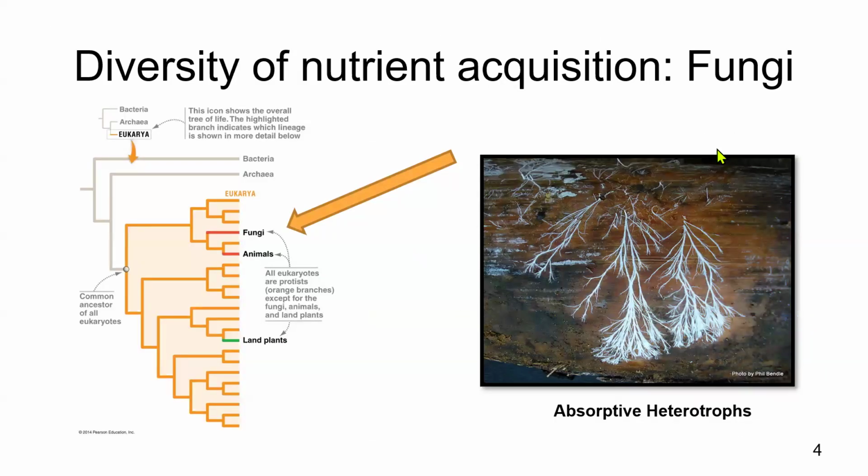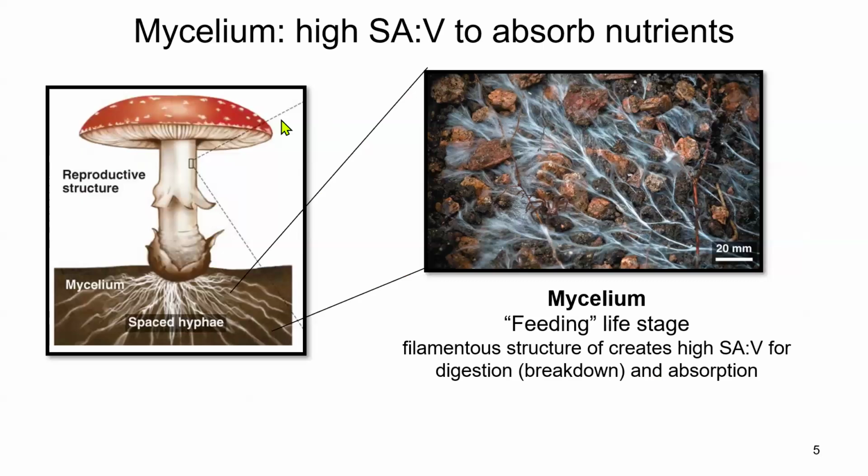So we're going to look at fungi as an example of an absorptive heterotroph. Remember, fungi are eukaryotes located here on our larger phylogenetic tree, close to this branch with the animals. Hopefully you can recall that when you think of a fungus, you probably think of a mushroom, but fungi spend most of their life underground as this mycelium life stage, which is basically a lot of little threaded roots and hairs that run through soil or whatever substrate the fungus is growing in. And this is the feeding life stage.